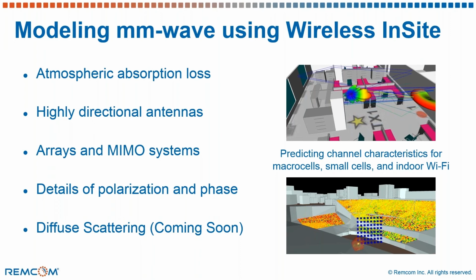So to model this in a tool like Wireless InSite, there are a number of key features that need to be included. Atmospheric absorption loss is very significant at certain frequencies. Highly directional antennas are even more important as you get up to millimeter wave frequencies where the beams can be very narrow. Arrays and MIMO systems are obviously becoming a big part of 5G as well, so being able to handle this for millimeter wave is a key feature. And handling the details of polarization and phase become even more important when we move up to frequencies where the wavelength is just a few millimeters in size.